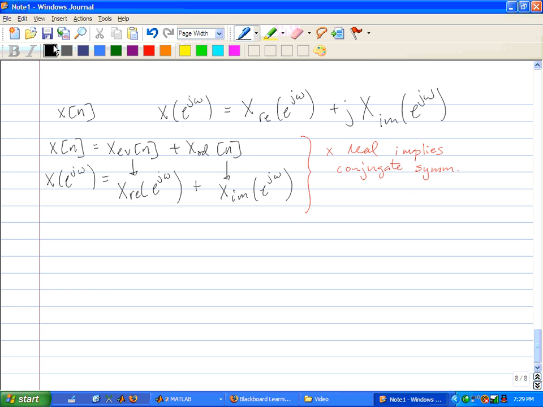So the answer to the question is that if you have real and even, then you're going to get a purely real Fourier transform. And if you have a real odd signal, you're going to get a purely imaginary Fourier transform. And because it's real, the real part of that Fourier transform will be even, and the imaginary Fourier transform for your odd sequence will be odd.